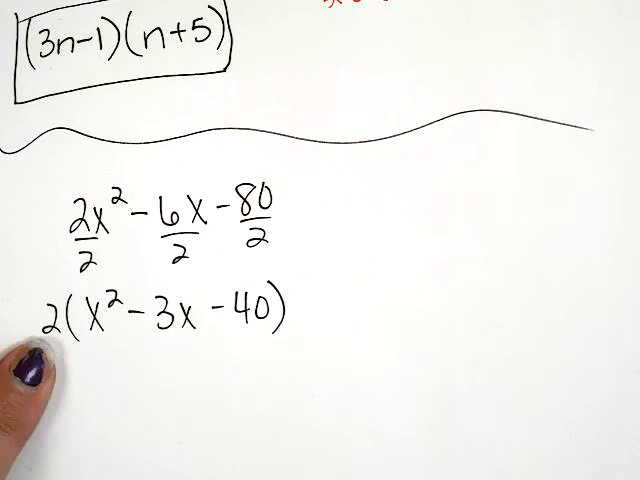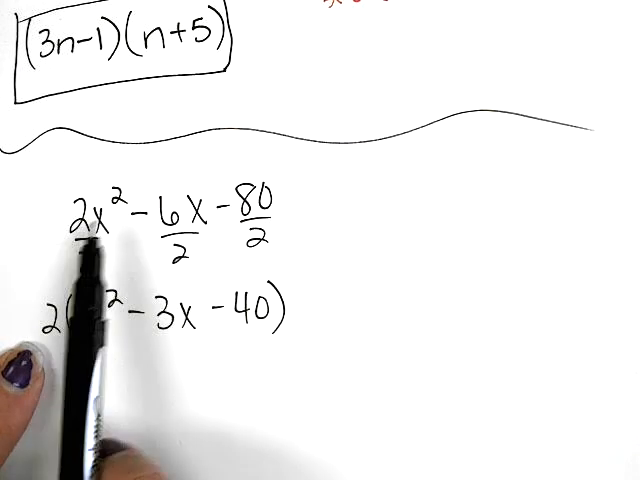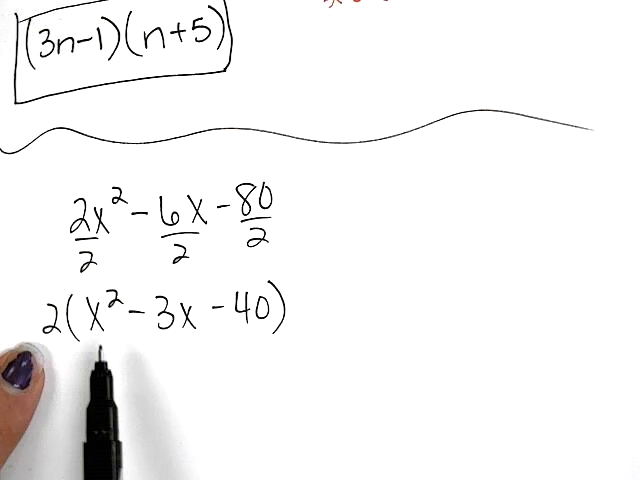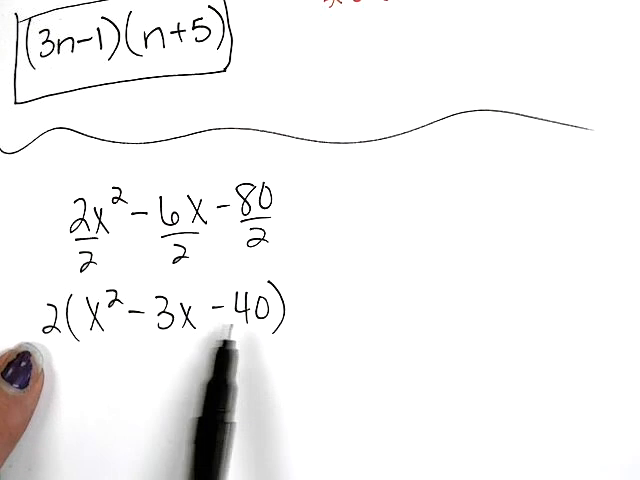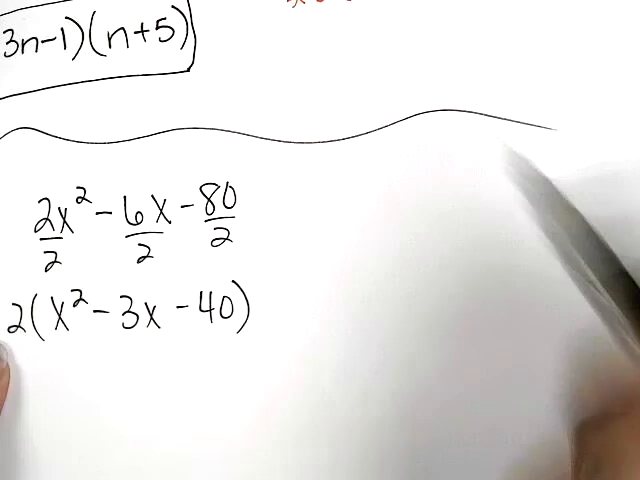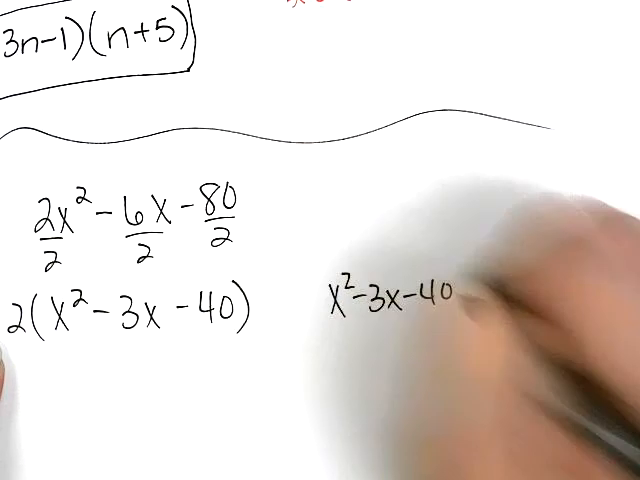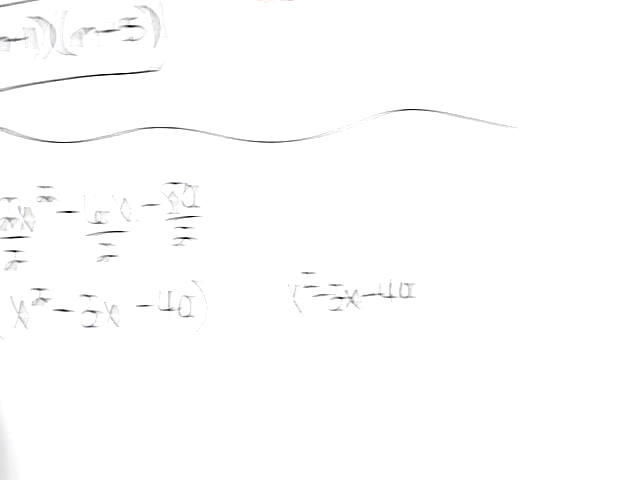Now the nice part about taking that GCF out is that my numbers are much smaller. I don't have to multiply to 160 and add to negative 6. I can multiply to negative 40 and add to negative 3. That's much easier. So I'm going to focus on this x squared minus 3x minus 40. This 2 will come back into play in a little bit.